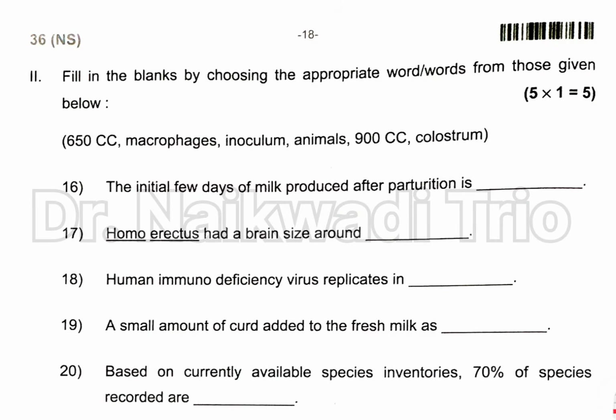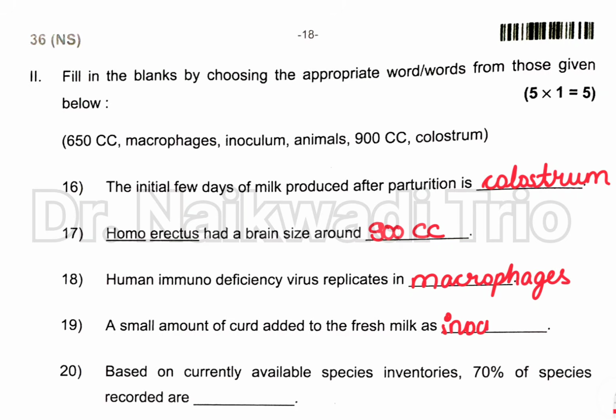Next, the answer for the 16th question is colostrum. Next, the answer for the 17th question is 900 cc. Answer for the 18th question is macrophages. Next, the answer for the 19th question is inoculum. At last, the answer for the 20th question is animals.